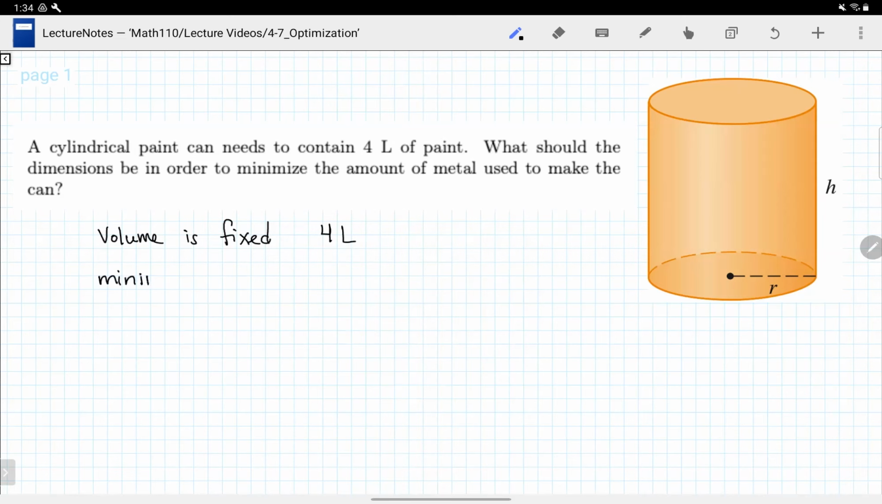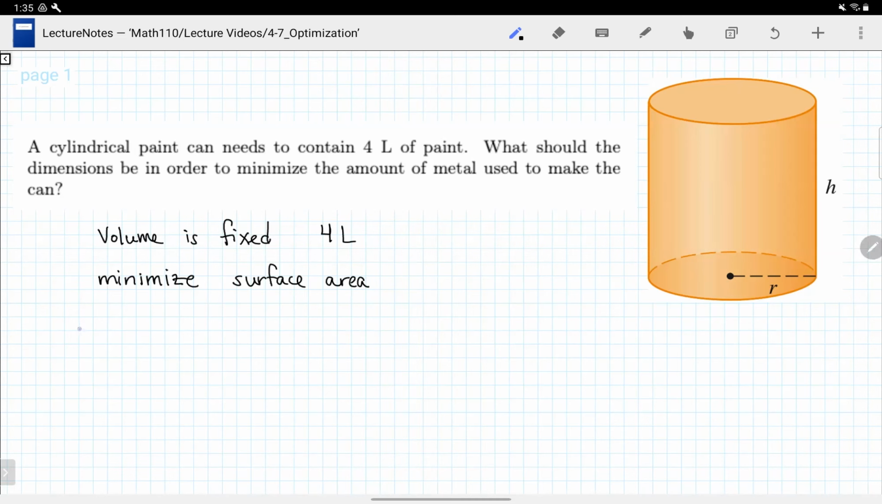And we're supposed to minimize, if you think about what needs to be minimized here in terms of the geometry, you're minimizing the amount of metal used. So that's just a thin sheet around the surface of the can. So that really is the surface area of the can.